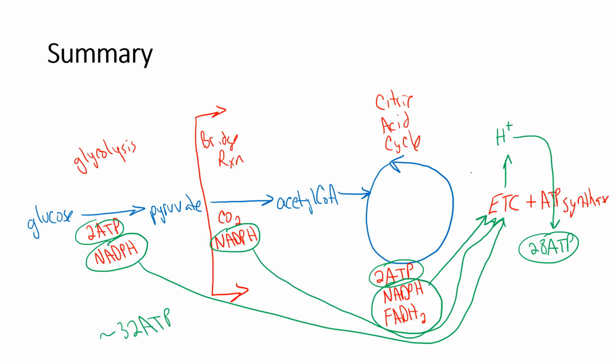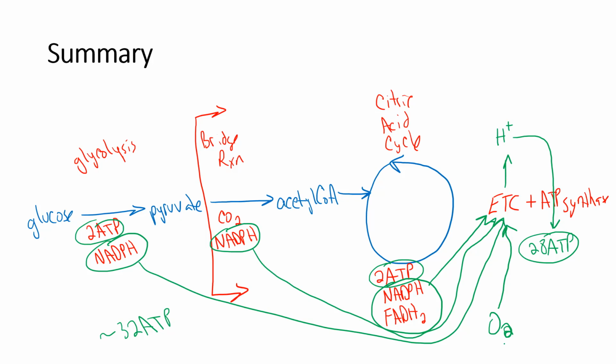Now, I also wanted to mention that oxygen, O2, is required right here in the electron transport chain, because remember, oxygen is the terminal electron acceptor. Okay, and I'm going to stop there. That's a wrap. Aerobic cellular respiration is complex, but it is an amazing process with a lot of different components.